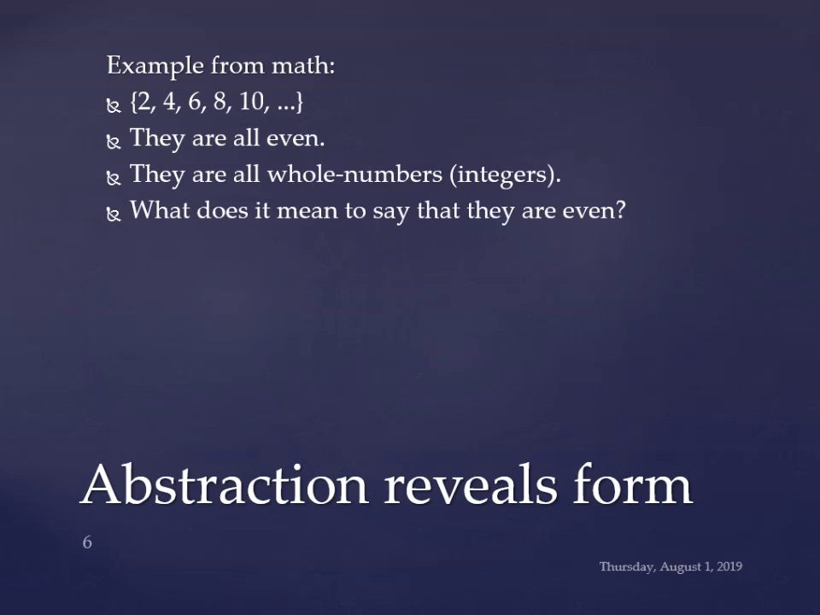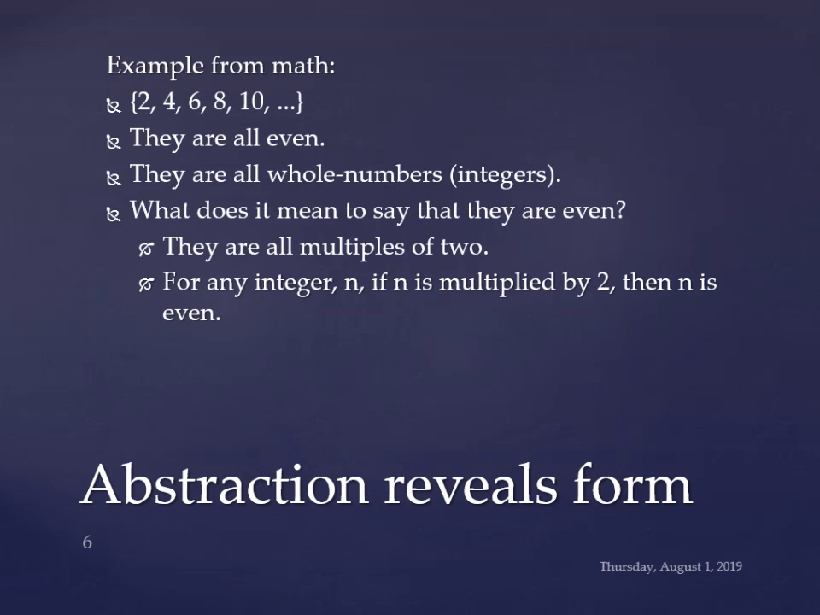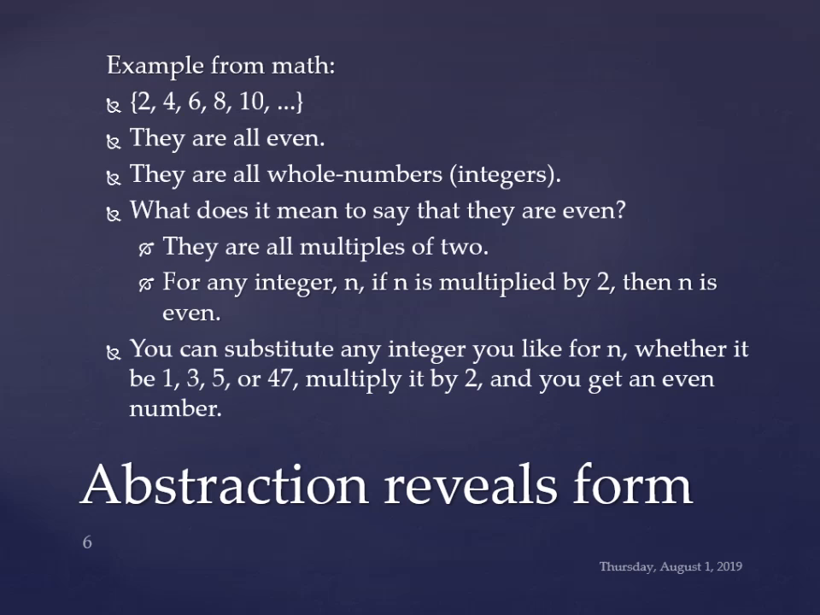And then what does it really mean to say that they are even? Okay, what does that really mean? And the answer to that question is that they're all multiples of 2. Right, so you could formally spell it out like this. For any integer n, where n is a placeholder for any integer that we might come up with, if n is multiplied by 2, then n is even. Right, so you can substitute any integer you like for n. Okay, it could be 1, 3, 5, or 47. Multiply it by 2, and you get an even number.